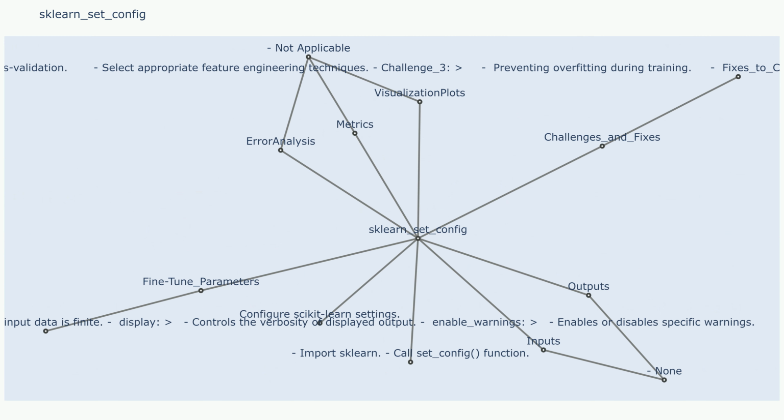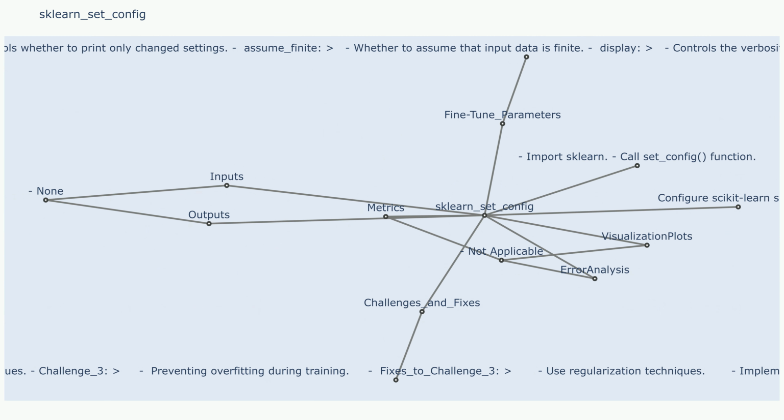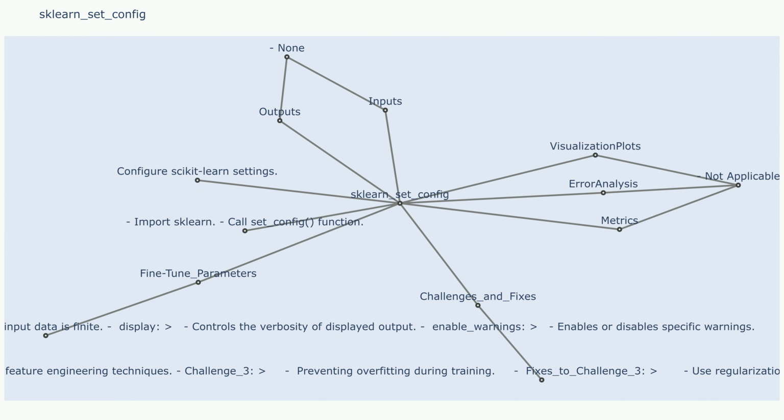Challenges and fixes. Challenge 1. Setting incompatible options. If you try to set a configuration option to an invalid value, e.g., a string where an integer is expected, it may lead to unexpected behavior or errors. Sample use case that resulted in challenge 1. Attempting to set print function to an invalid string value.